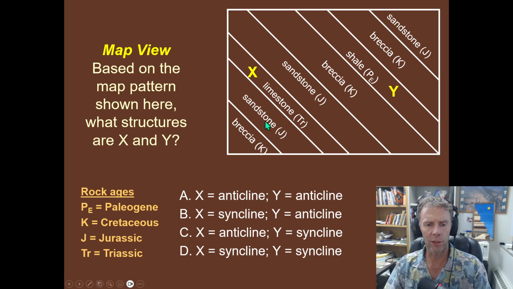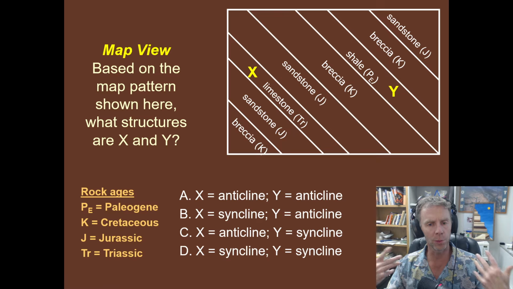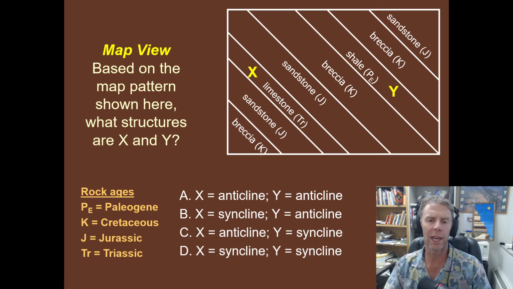So what we have here, again, is we want to look at age relationships. No strike and dip symbols given to you this time. That's one way to identify folds, but you can also do it with age relationships. So in this case, if I go to the axis or the center of the fold, I see that I have the oldest rocks, that Triassic limestone with younger rocks around it. Therefore, X would have to be an anticline, oldest rocks in the center.